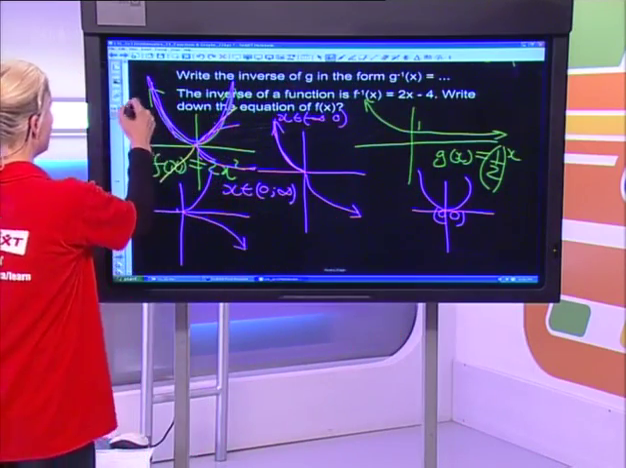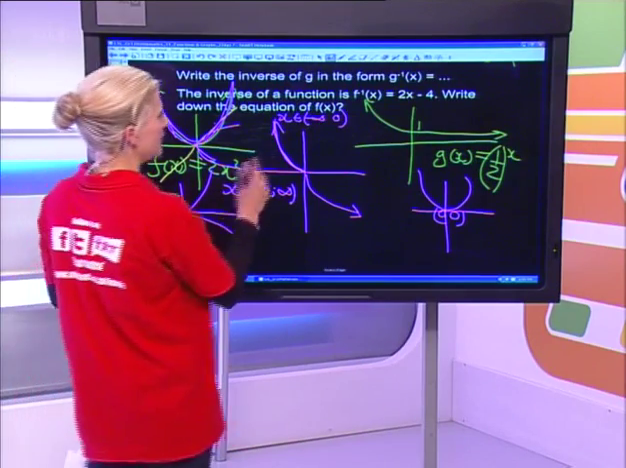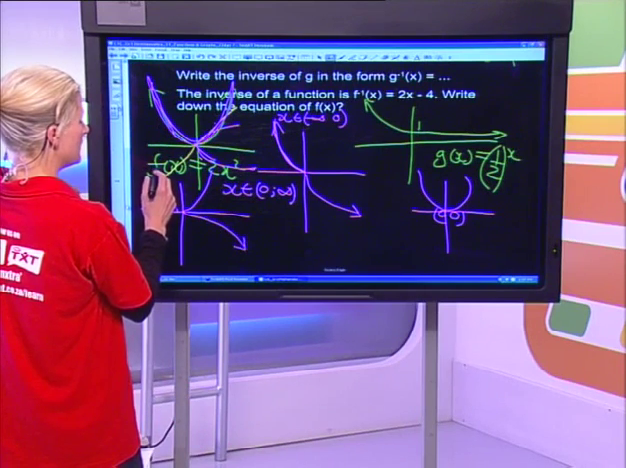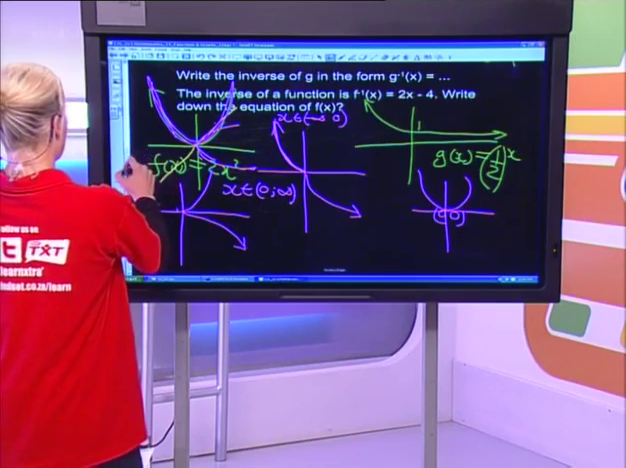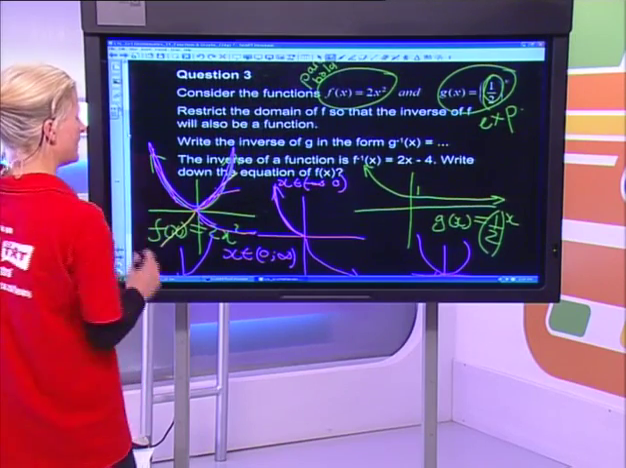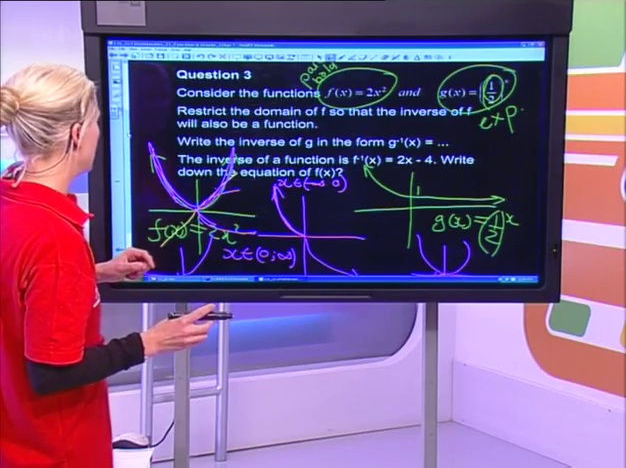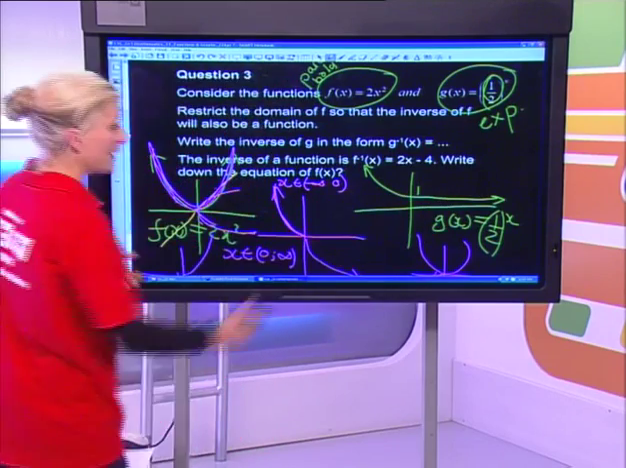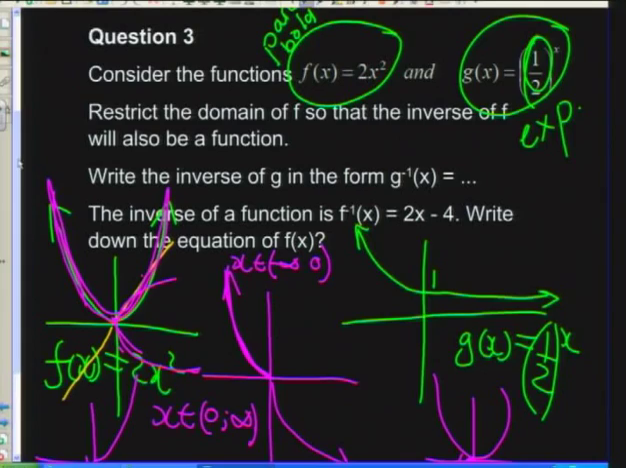Right. Just quickly, let's have a look at the next part of the question. We haven't actually been asked anything about the exponential graph. But anyway, the exponential graph, its inverse will still be a function. All right. The next question says, restrict the domain of f so that the inverse is also a function, and then that should be a and this should be b.